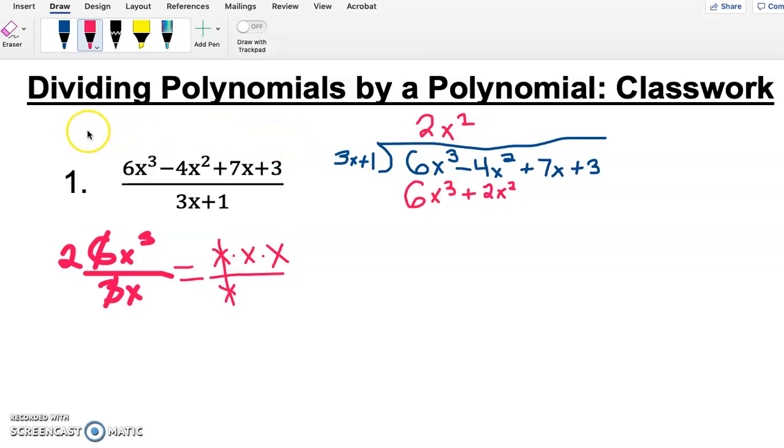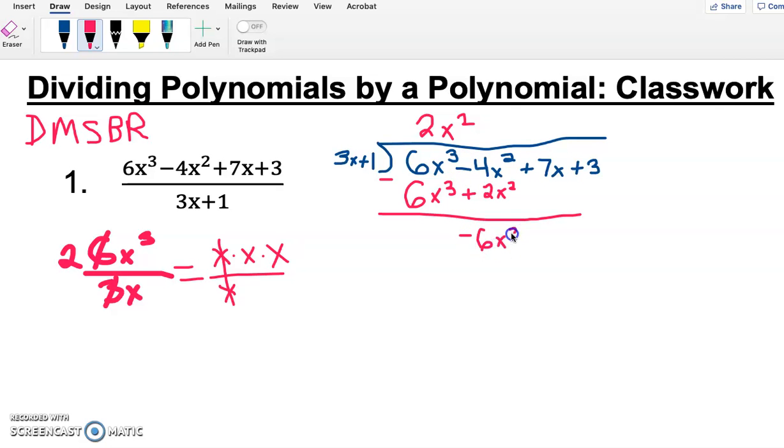And if you recall in class, we said divide, multiply, subtract, bring down, and then repeat the process is our way of remembering how to use long division. So now we've already divided, we multiplied, now we have to subtract. Okay, so 6x cubed minus 6x cubed, 0. And then negative 4x squared minus 2x squared, well, minus a positive is going to get more negative, so that is a negative 6x squared.